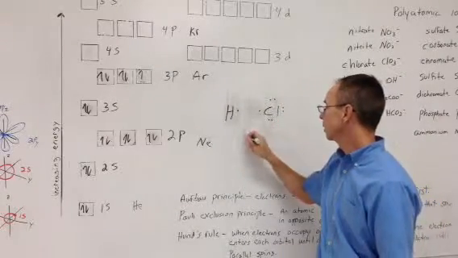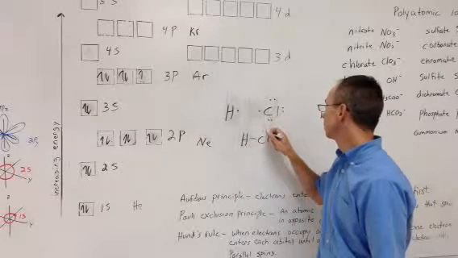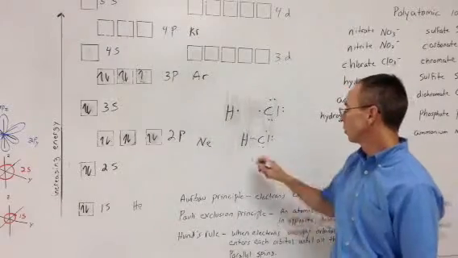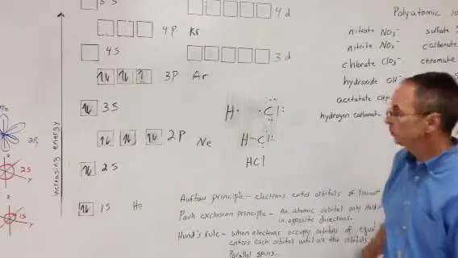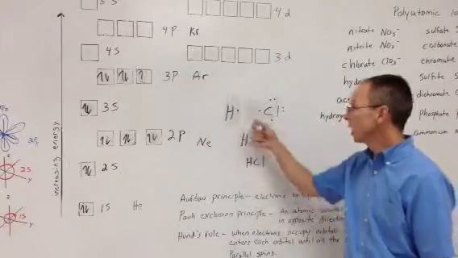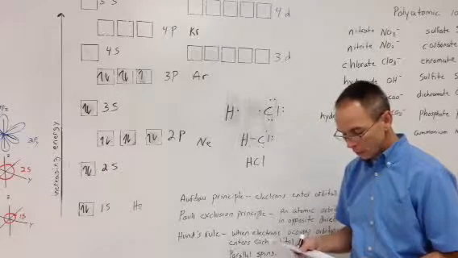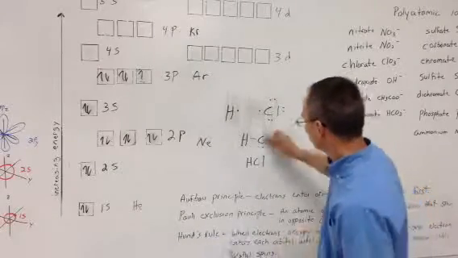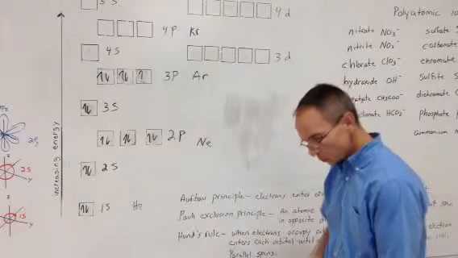So they'll come together, and you can draw it like this. Or just like this. That's hydrochloric acid, by the way. Okay, but that would be the covalent bond between hydrogen and chlorine. All right. What about nitrogen bonding to hydrogen? Let's look at that one.